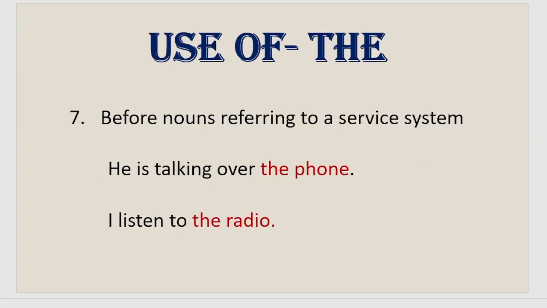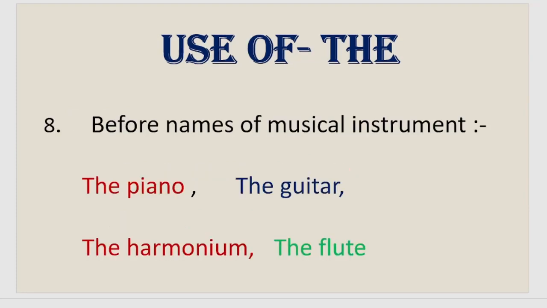Okay. Rule number 7. We use the definite article "the" before nouns referring to a service system. For example, he is talking over the phone. I listen to the radio. Phone, radio, they refer to service systems. That's why we have used the definite article before the words. But when we talk about the word TV, we can say I watch TV every day. We cannot say I watch the TV every day. It will be wrong.